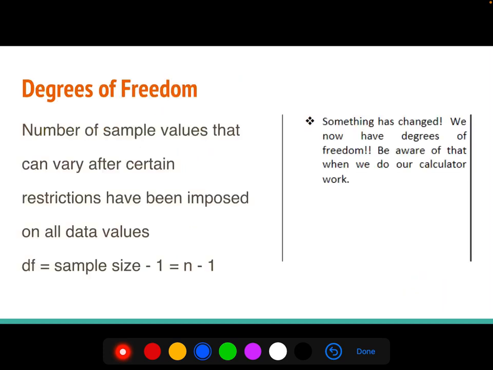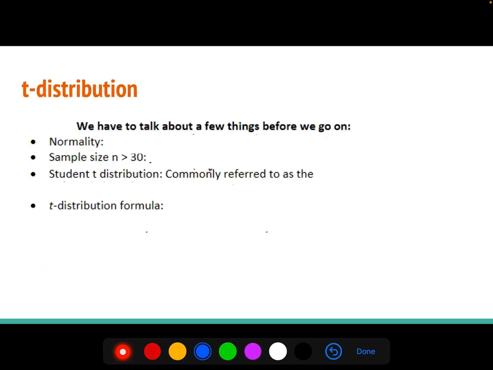Now, degrees of freedom. The number of sample values that can vary after certain restrictions have been imposed on all of your data values are your sample size minus 1, or your degrees of freedom. It's basically n minus 1. So make sure we are noting this when we're doing our work in the calculator, because you don't want to have any problems with getting a z-score or a t-score confused.